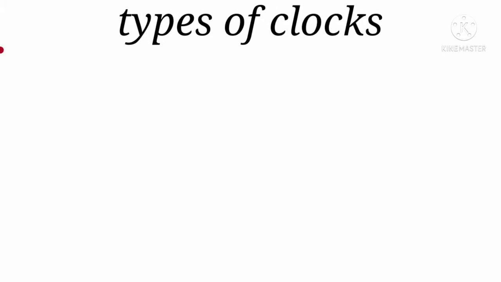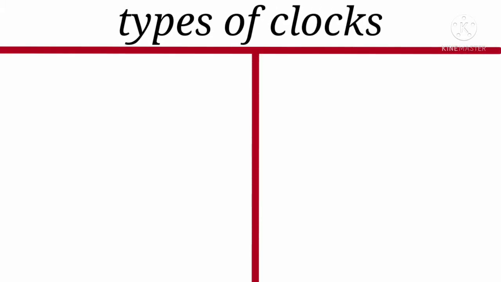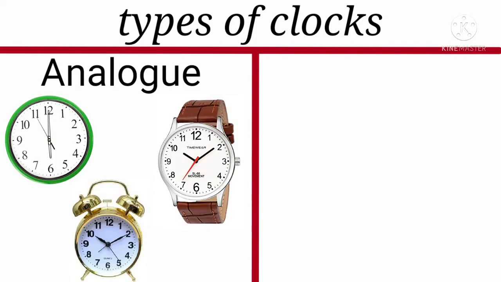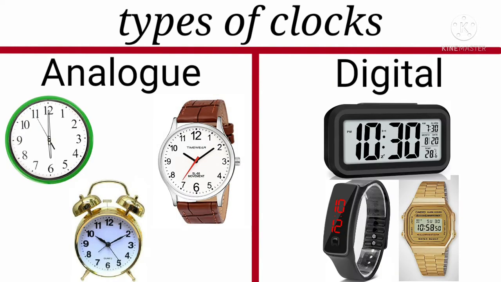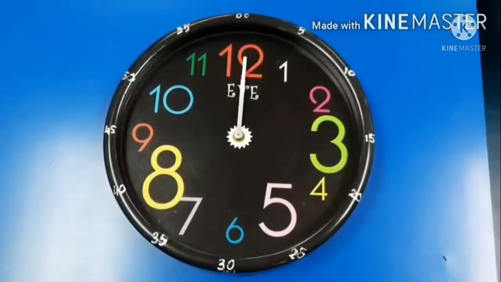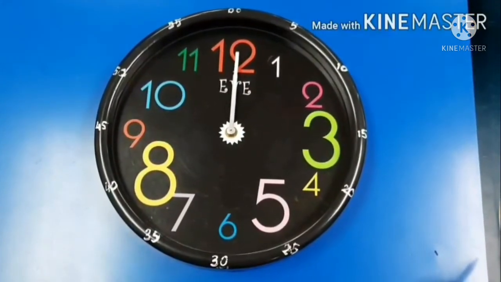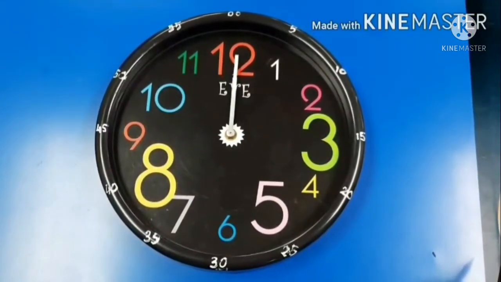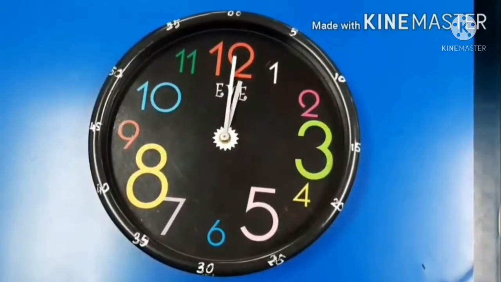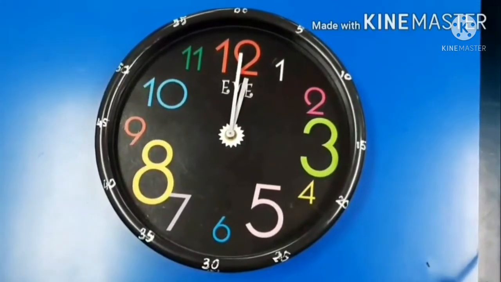Types of clocks. There are many types of clocks and watches. The most common types of display on clocks are analog and digital. Hello children, now we will learn about time. Well, how do you know the time? Let's learn how to read the clock.